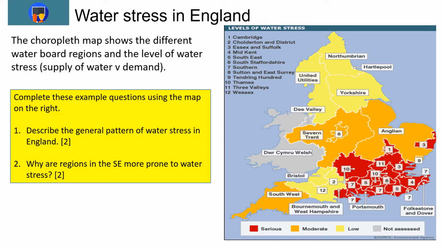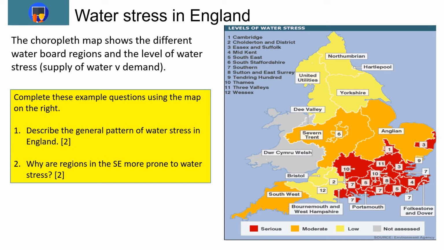Those are all places in the south or east of England. We've also got some areas identified like Yorkshire, Hartlepool, Anglian, and so on. And so what we can tell from this map is that different regions suffer different levels of water stress. So just to remind you again that water stress is when the demand for water is higher than the amount of water available. 2 questions on the left-hand side.